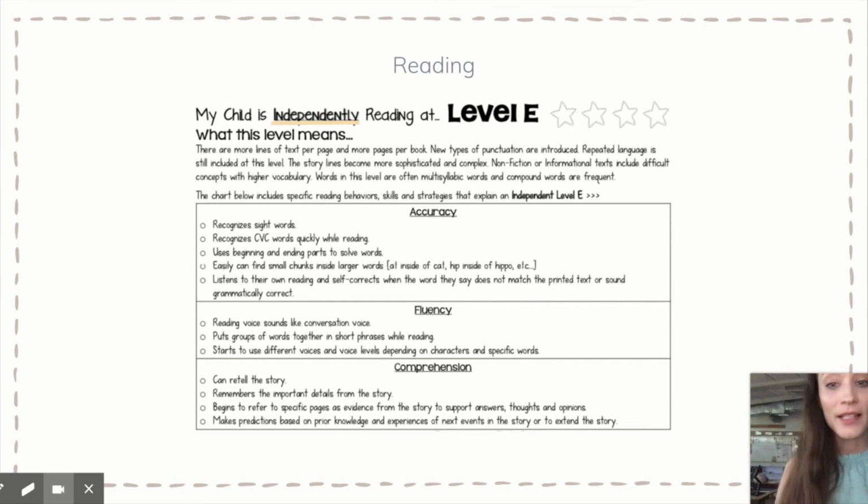They should be good at retelling the story, remembering important details, and sharing them at the end of a story. They should begin to refer to specific pages. So they should be able to find that page number and say, oh, on page 4, this happened. And they should be making predictions about what could happen next in the story based on things that we've been reading. So we've been practicing that in our read-alouds already.